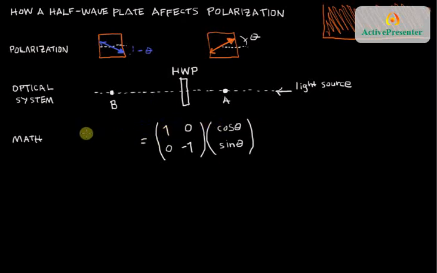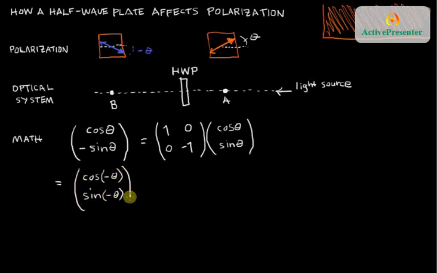If you do the matrix algebra here, you get a state which is cos theta, 1 times cosine, 0 times sine. And this mathematics, 0 minus 1 times sine, gives me minus sine of theta. And that can be written as equal to cosine of negative theta, sine of negative theta. So I now have an output state here. That's the output.